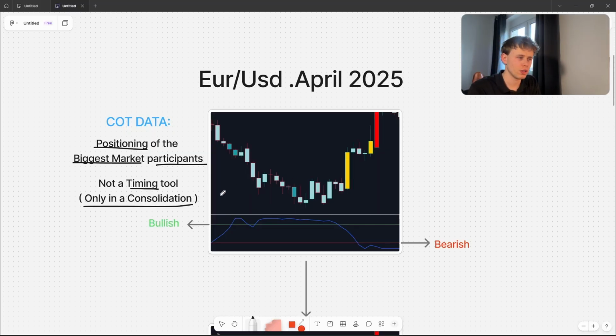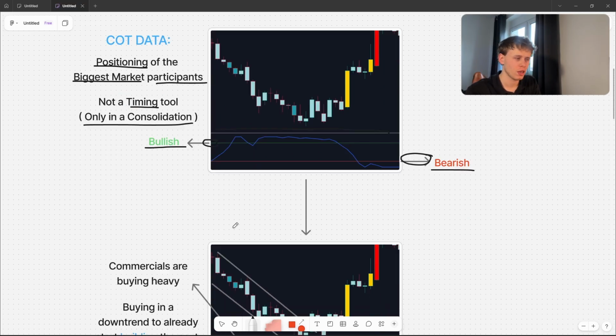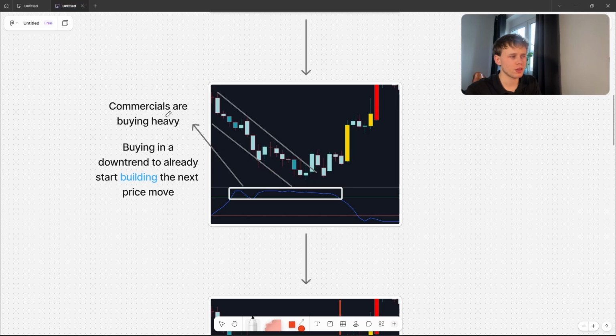So here you can see this graphic down here, and you can see if we are trading below the red line, we are bearish, so the commercials are positioned bearish. And if we are above the green line, that means we are positioned bullish. In the next slide, you can see that the commercials in this certain environment in 2025 were heavily bullish. So they were buying heavily the underlying asset, which is the euro.